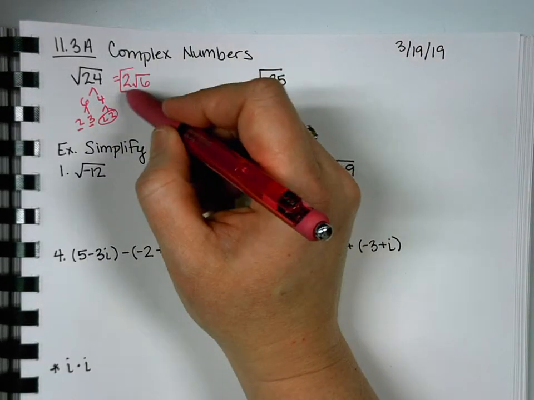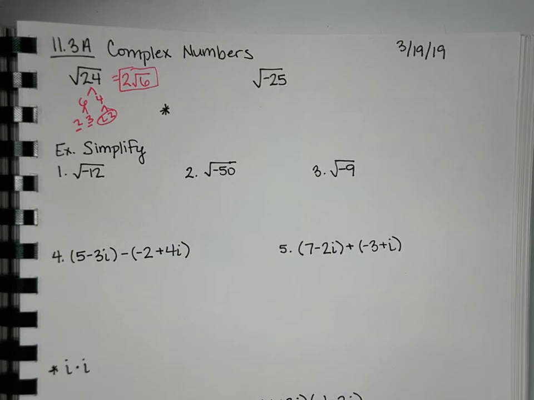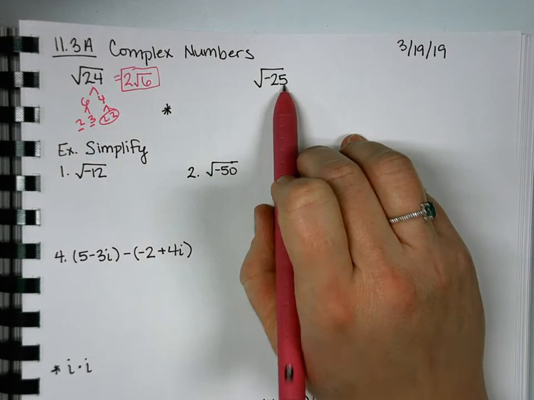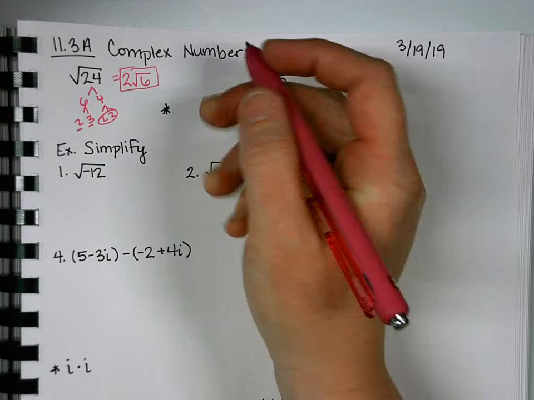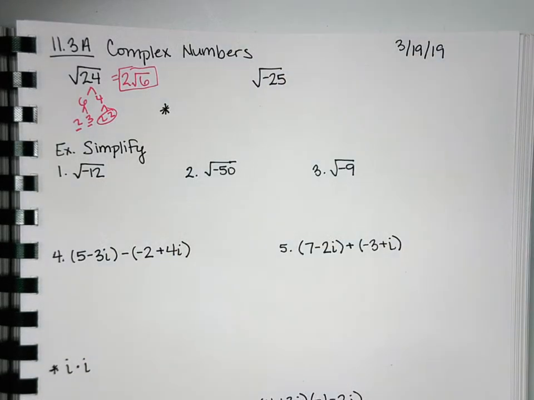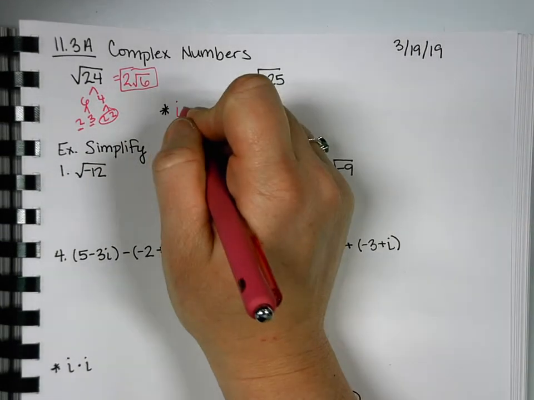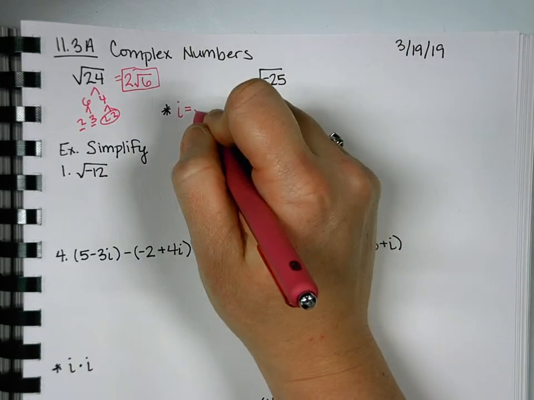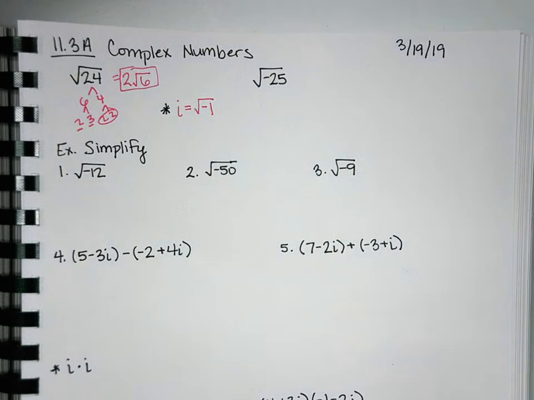Okay, so this is what we're doing today. We're going back to simplifying square roots with one difference. They're going to have negatives on the inside. Okay, well, before we do the tree, though, we're going to do something else. We're going to use this definition of I. I stands for the imaginary number, and it's defined as the square root of -1.